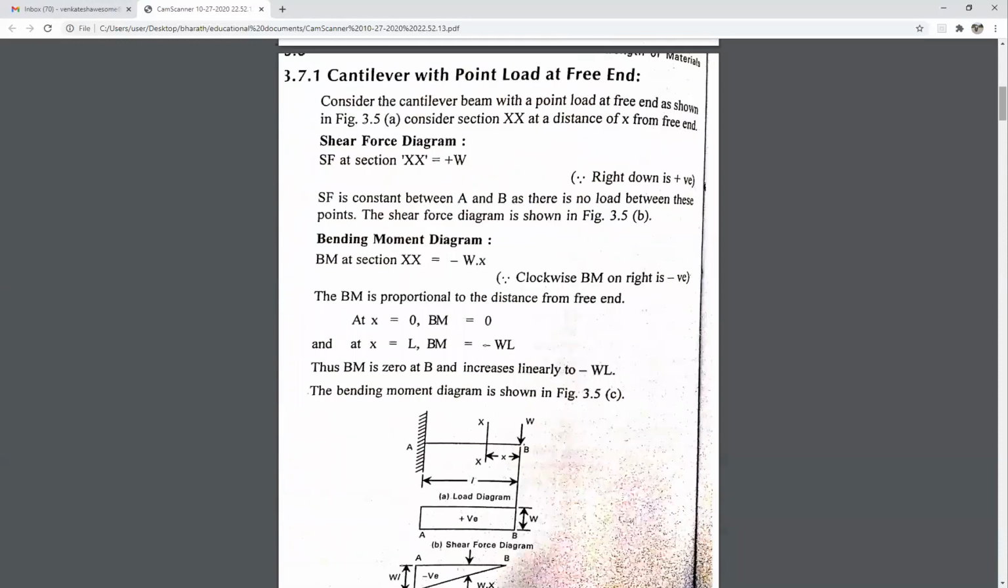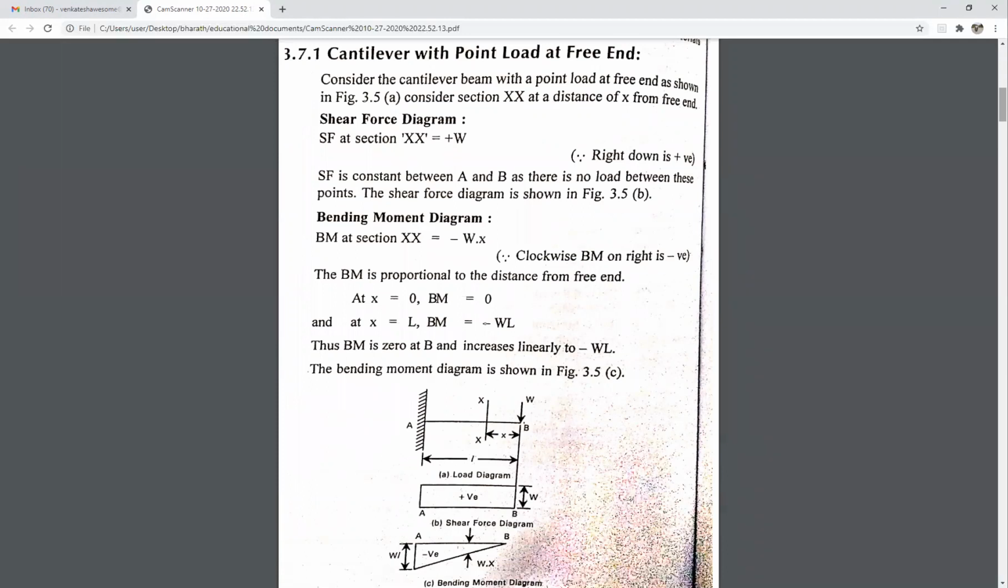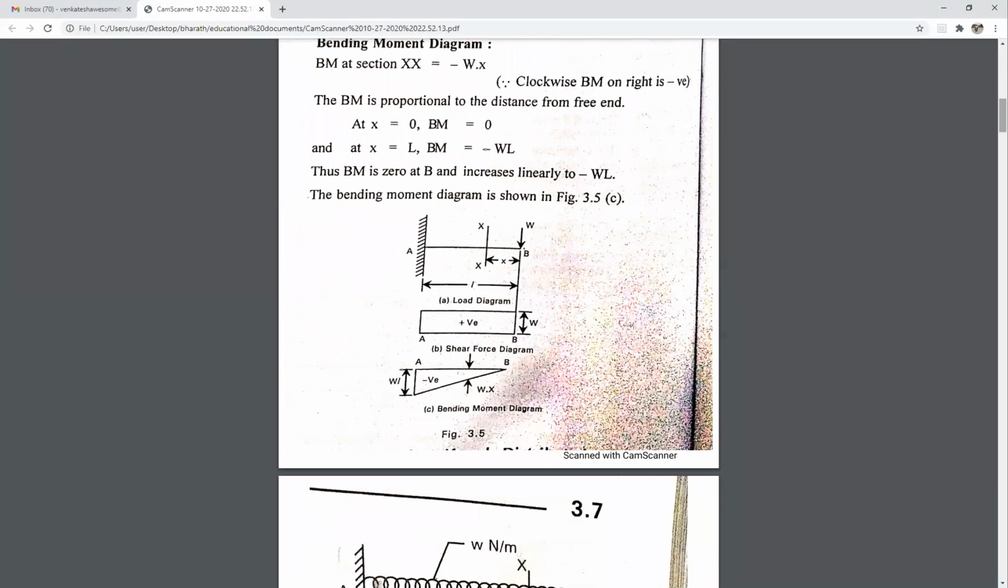A cantilever with a point load at the free end. We already discussed this in the second class. This is the fourth class, I think. Let me revise how the SFD and BMD diagrams will look.